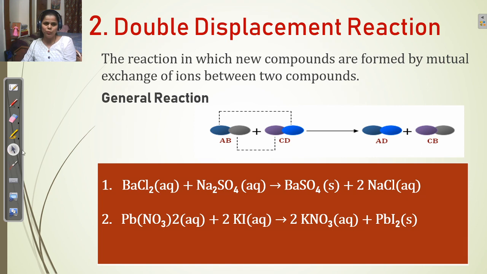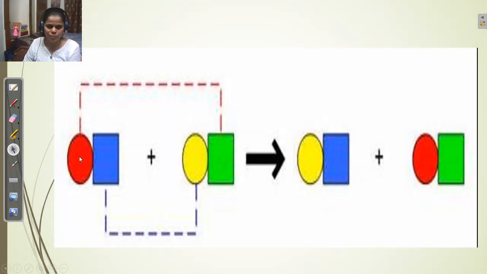Okay, so I hope you understand all these types of reactions. This is just a diagram of the double displacement reaction, with red, blue, yellow and green colors. This is a compound of red and blue, reacting with the yellow and green compound. Red combines with green and displaces blue, and yellow reacts with blue and displaces green, forming the yellow-blue combination and the red-green combination.